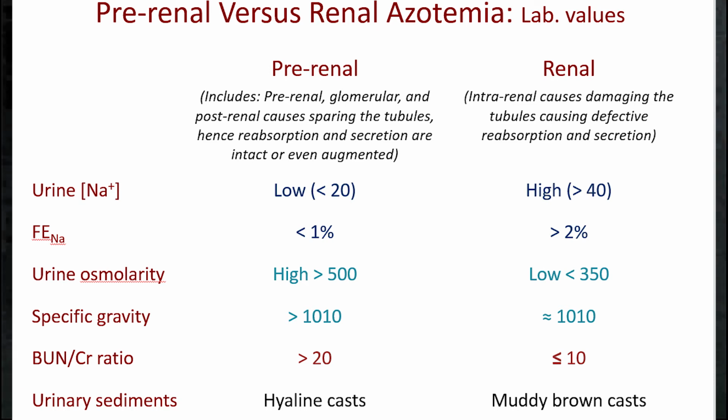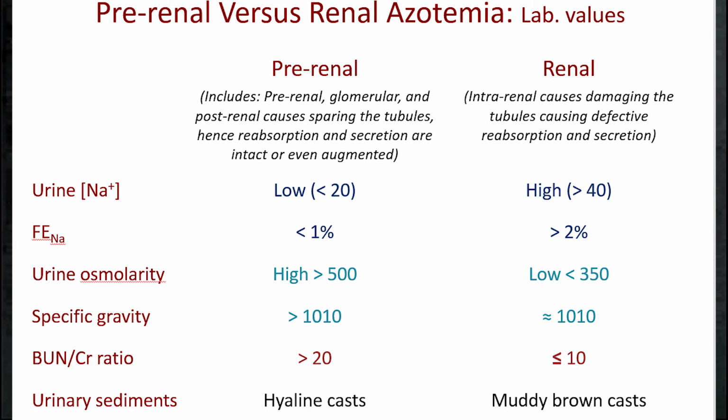So again, in renal failure, you lose a lot of water in urine. So your urine is dilute, you get low osmolarity, low specific gravity. Whereas in pre-renal, you reabsorb water back, you do not lose water in urine, so you get high urine osmolarity and high specific gravity. Finally, we come to the BUN to creatinine ratio, and as I said before, in pre-renal failure, the ratio is higher than normal, usually even more than 20 to 1. In renal failure, the ratio is closer to 10 to 1.